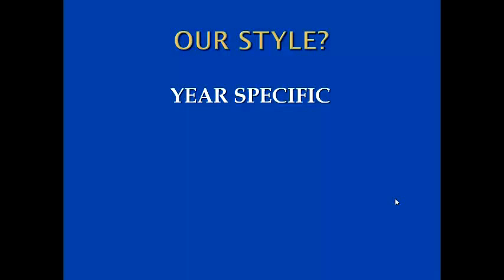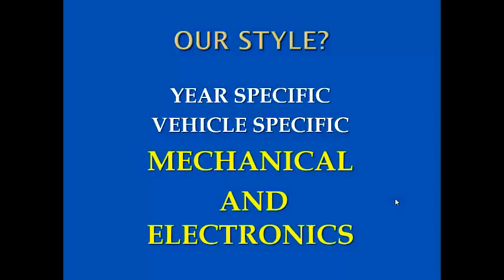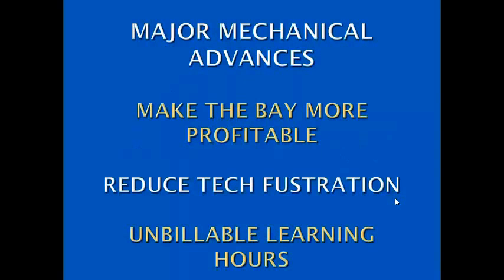For example, 07 to 10 GM products. And then we are also very vehicle specific. So when we do the year and vehicle, we'll go 07 to 10 GM trucks. We'll do bumper to bumper on these vehicles, and what I mean by that is we do mechanical and electronics. But why mechanical? Well, there have been major mechanical advances over the years. We're seeing variable valve timing now, variable displacement, GDI, direct injection. We're seeing auto start-stop. So there have been major changes on the mechanical side too.